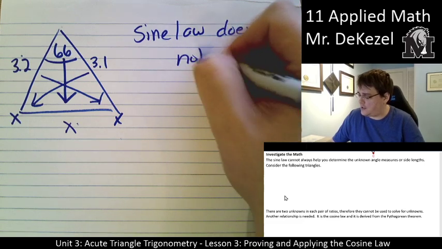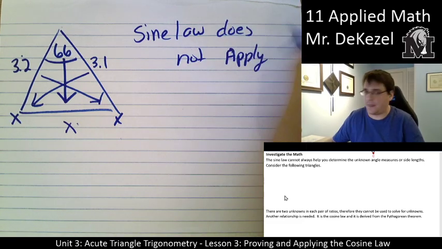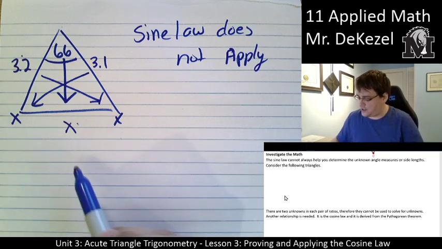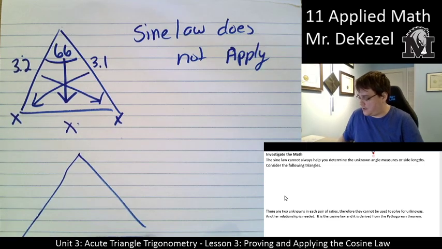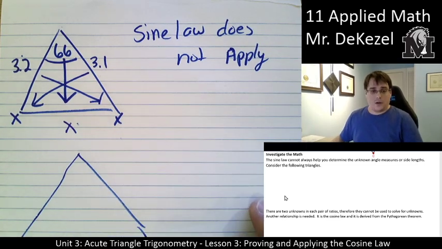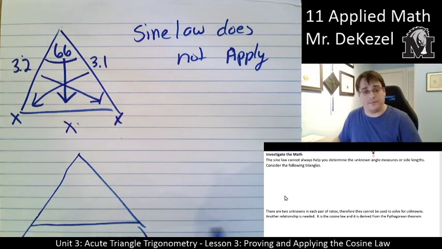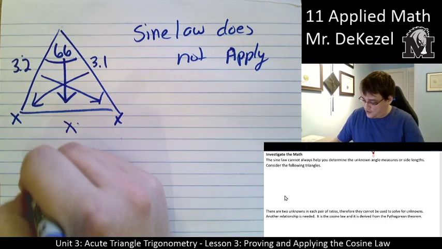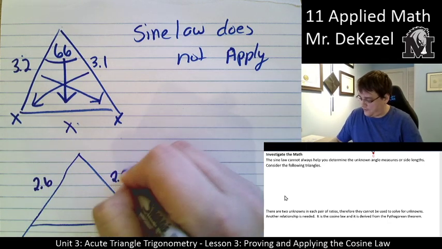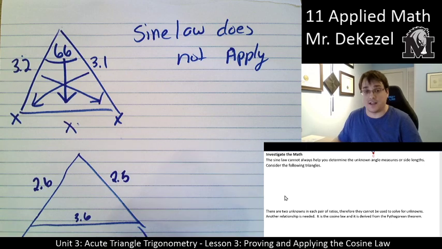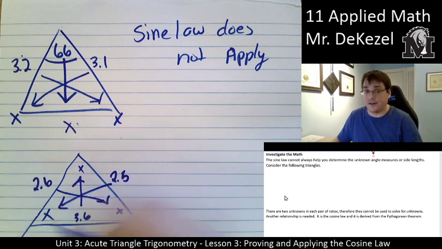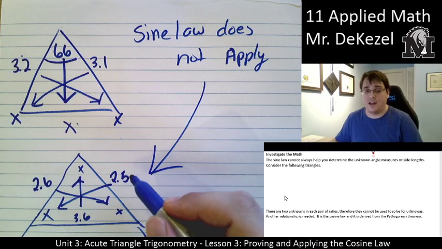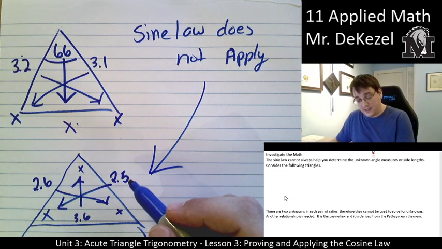So this is a situation where, although we have three pieces of information, the sine law does not apply. And I can draw another triangle, another situation where the sine law doesn't apply, but where we will be able to use the cosine law. Another triangle here. We have 2.6 for this side, 2.5 for this side, and 3.6 for this side. We do not have any of the corresponding angles that we would need to complete this problem. Therefore, again, the sine law does not apply in this situation.